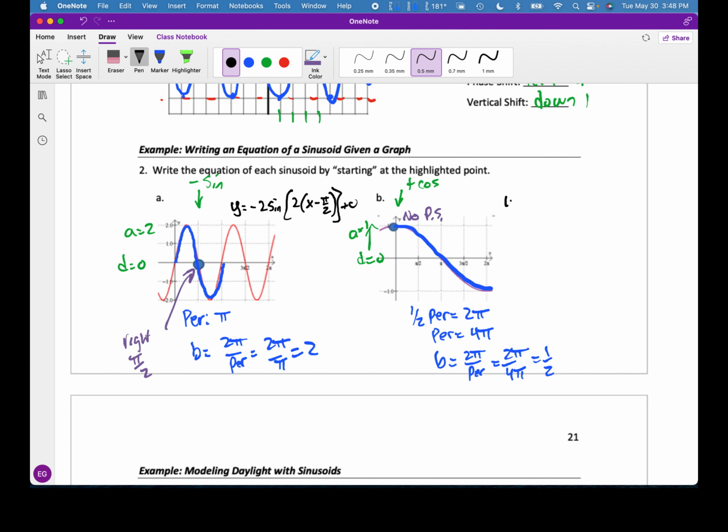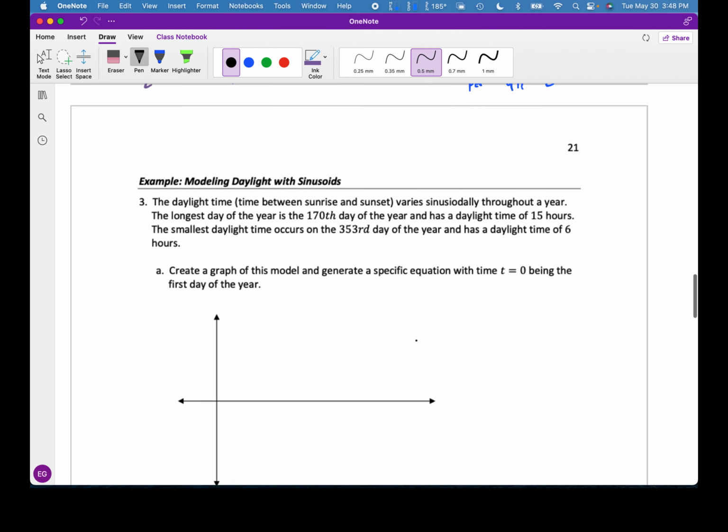This guy over here, we're going to do y equals a positive 1 cosine. So I'm just going to be super exact here. You do not need to write that. 1/2 x minus 0 because I'm not doing any phase shift and I'm not going up or down. So you don't need to do either of those zeros, but that's just being nice and precise here. All right.